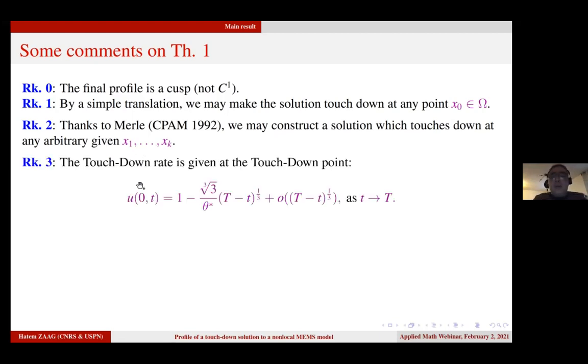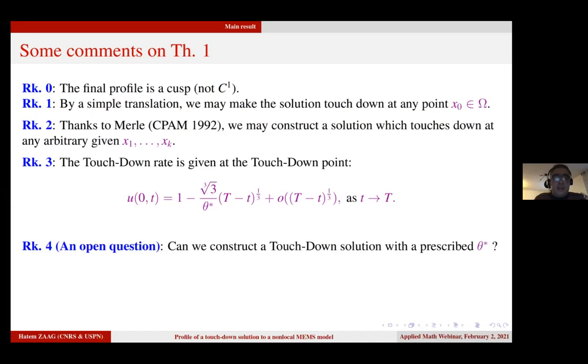Now I would like also to talk about the touchdown rate at the touchdown point. It is given by (T minus t) to the power 1/3, as people already proved in earlier literature. And now I have some open question. Can we construct a touchdown solution with a prescribed theta star?